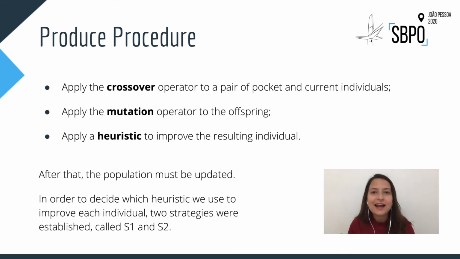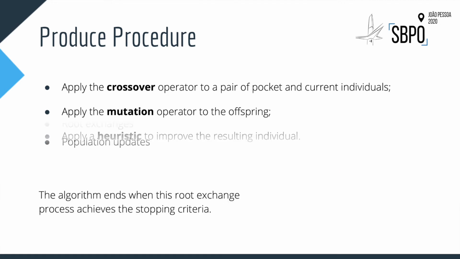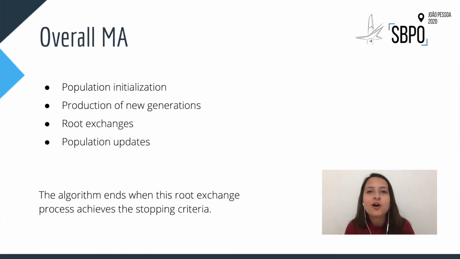In order to decide which heuristics to use to improve each individual, 2 strategies were established. The first is deterministic and the second is probabilistic, more likely to use cheaper methods, but with some likelihood of using tabu search. So, the overall memetic algorithm is: we must initialize the population, then we produce new generations, and from time to time we change the root, and we must always keep the population updated. The algorithm ends when this root exchange process achieves the stopping criteria.